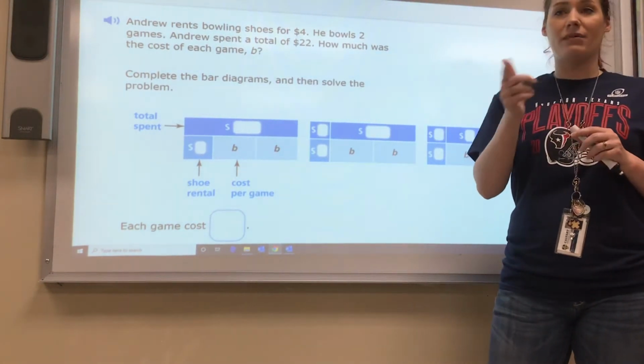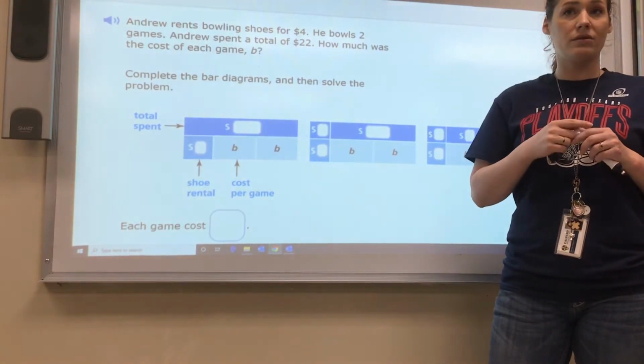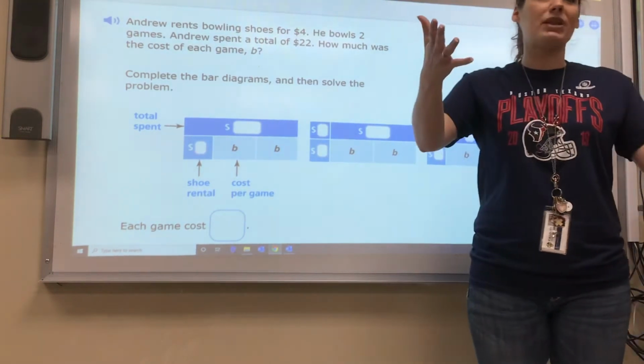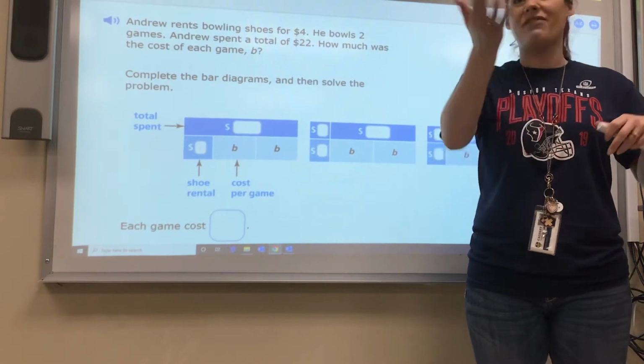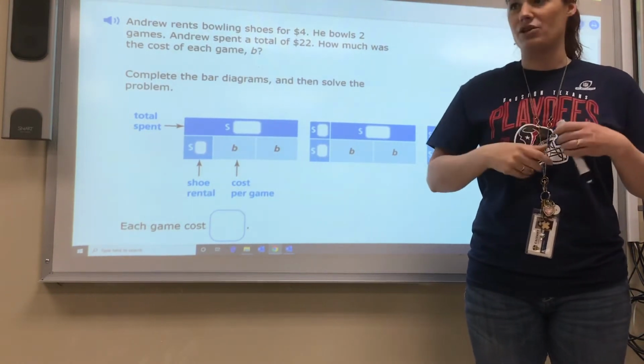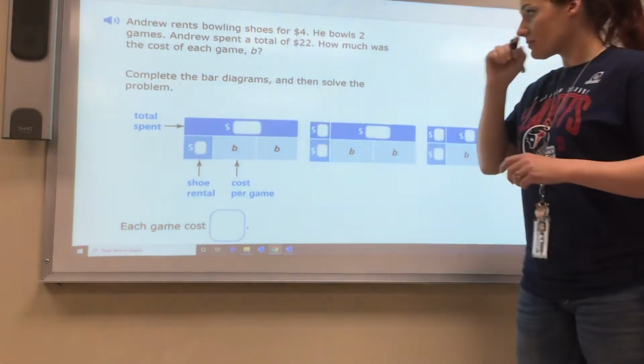Is every game you bowl the same price? No. If you're at the same place, it is. If you go to multiple places, they're different. But if you go to Main Event, each game of bowling costs the same because you're at the same place. Okay?